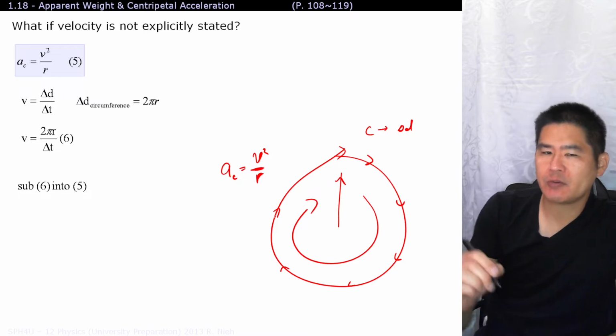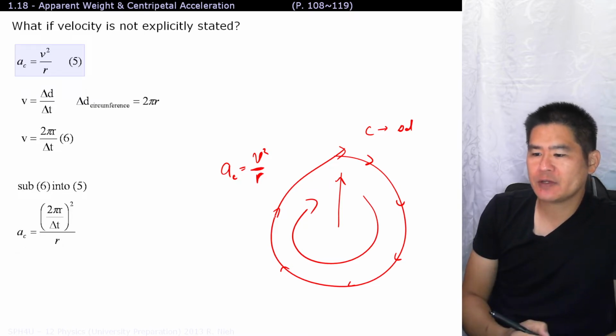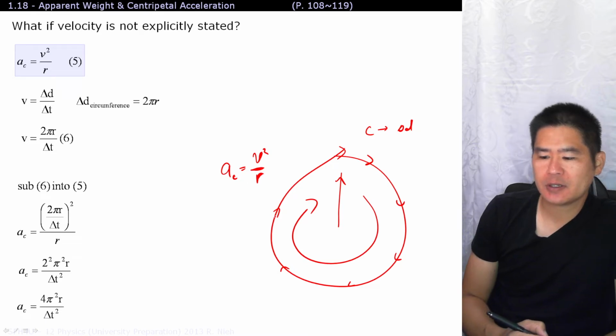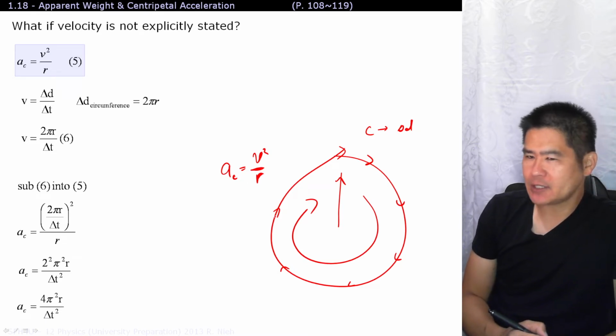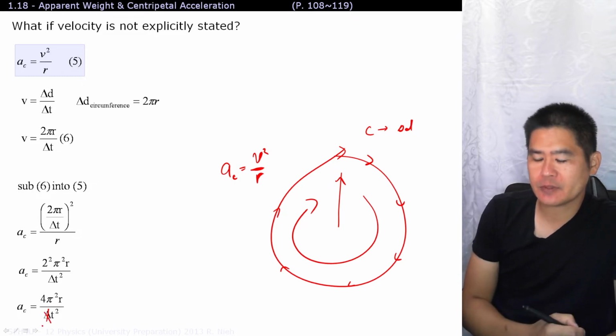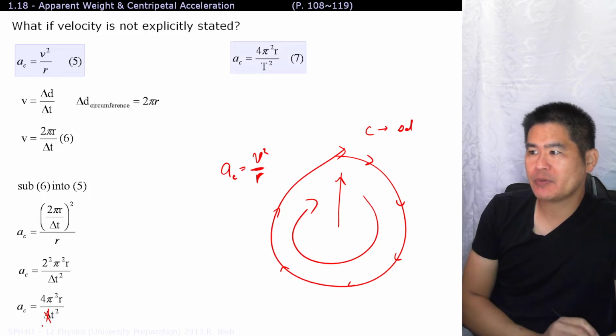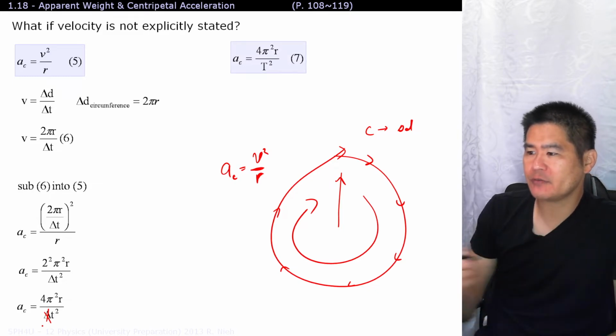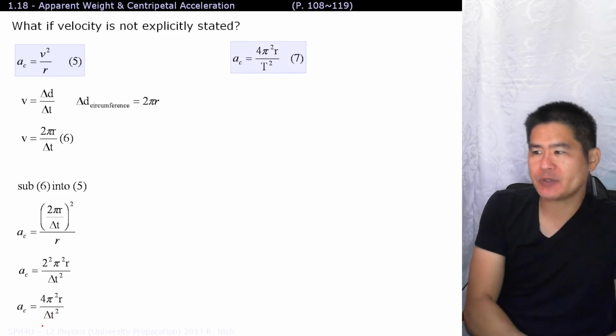If we sub this equation into equation number 5, and just start cleaning it up a little bit. Again, we don't really call it delta T because this is happening over and over again, so we can drop the delta. And we end up with that. So that's another alternative way of calculating centripetal acceleration.